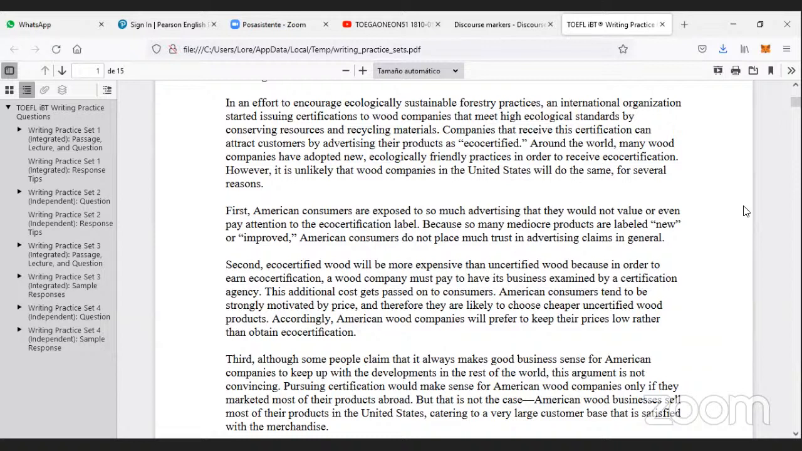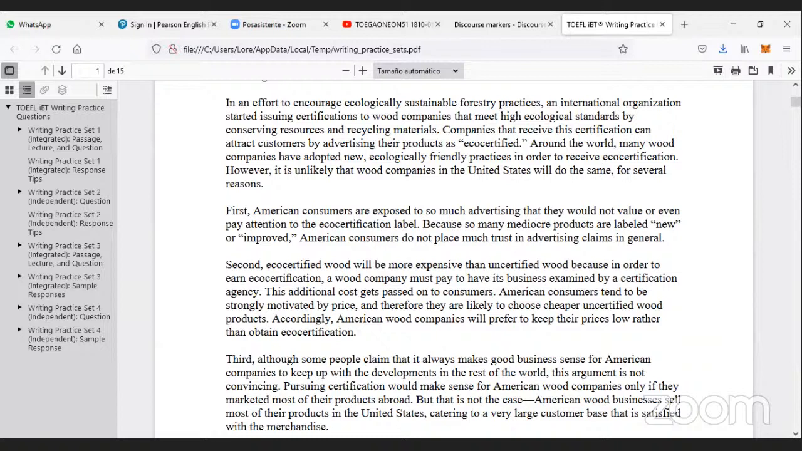Third, although some people claim that it always makes good business sense for American companies to keep up with developments in the rest of the world, this argument is not convincing. Pursuing certification would make sense for American wood companies only if they marketed most of their products abroad. But that is not the case. American wood businesses sell most of their products in the United States, catering to a very large customer base that is satisfied with the merchandise.